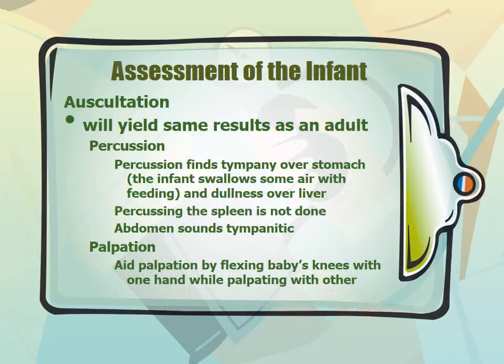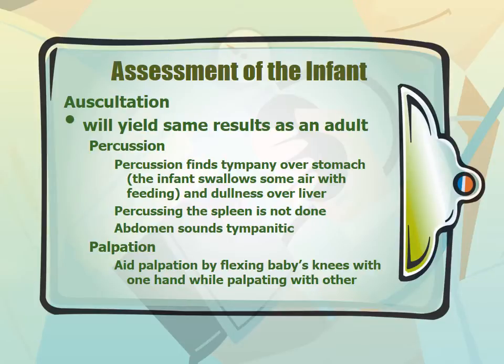When you're auscultating, most of the time when you auscultate an infant's abdomen, it'll sound a little bit metallic, like a metallic tinkling of peristalsis, but it really won't be a whole lot different than what you hear in an adult. Percussion, you're still going to hear that tympany over the stomach, but you're going to hear it more over the stomach than you do in an adult, because infants actually swallow a lot more air when they're eating.